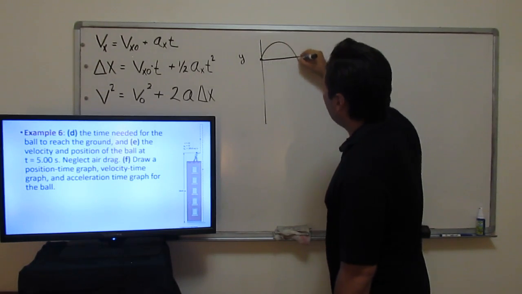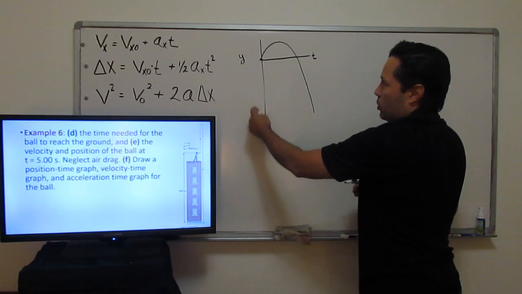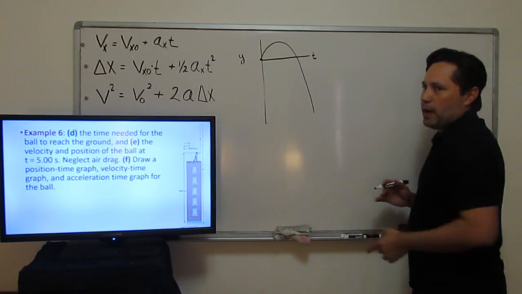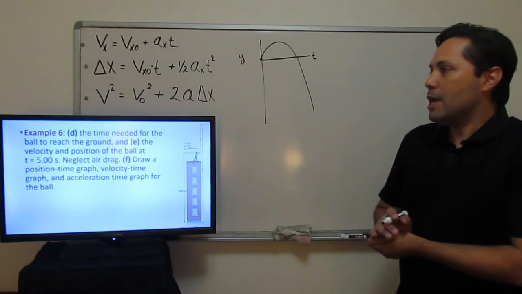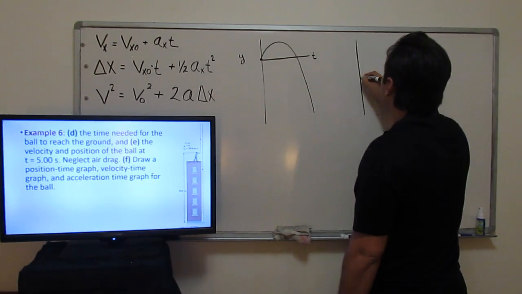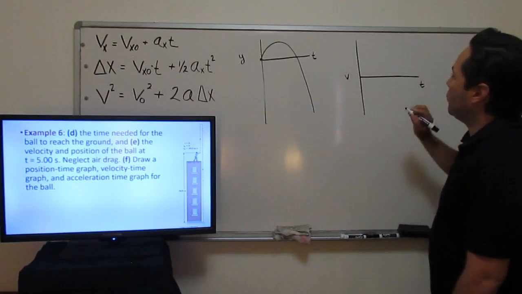It will look like a parabola going down. So that will be our position, change in position. First it went up, then it came back down and passed the origin all the way to the ground. So that would be a position time graph for this example. Next, the velocity. For this one, the velocity time graph would look like so, more or less.